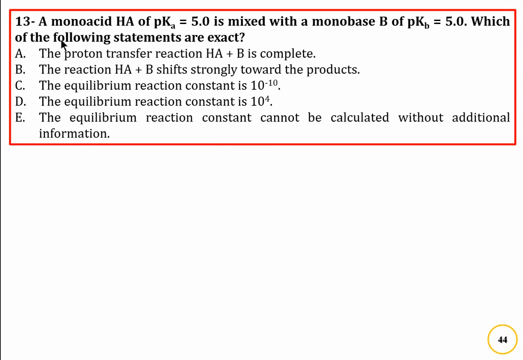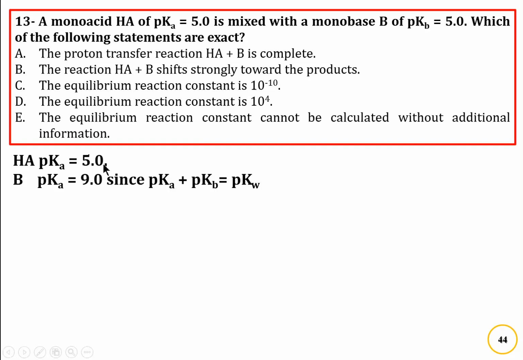Exercise 13. A monoacid HA of pKa 5 is mixed with a base of pKb equal to 5. Which of the following statements are correct? First of all, the acid HA has a pKa of 5, the base B has a pKb of 5, so its pKa equals 9, since pKa plus pKb of the same couple equals pKw.